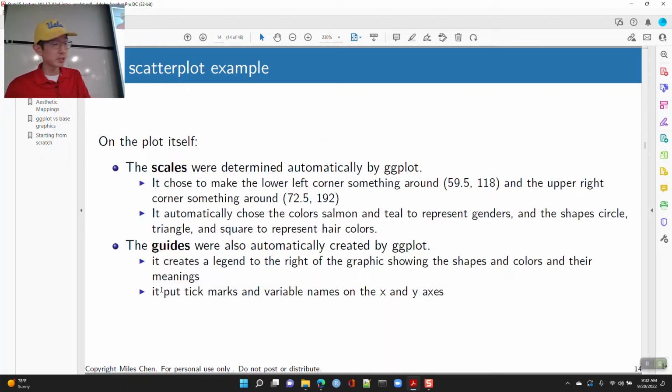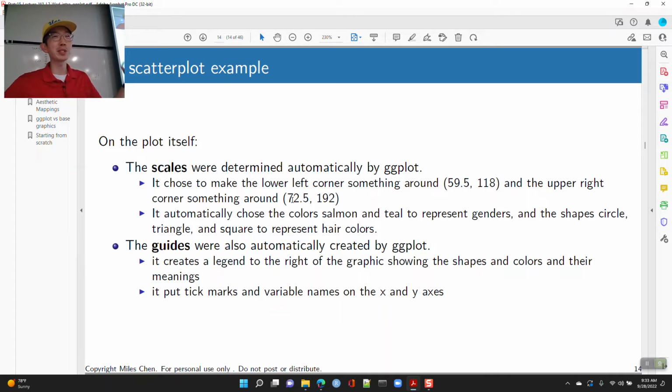Okay, so these scales were determined automatically by ggplot. ggplot looked at our data and said, okay, the smallest value I think is 60, and the largest value we have is 72, and so it kind of arbitrarily chose 59.5 and 72.5.